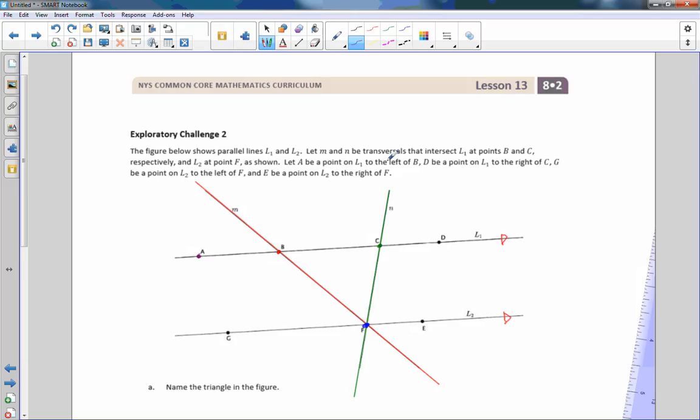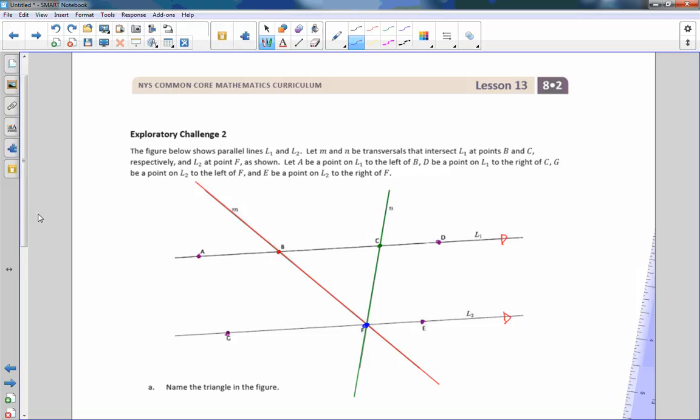So let A be a point on L1 to the left of B, over here. D be a point on L1 to the right of C, that's right here. Let G be a point on L2 to the left of F, and let E be a point to the right of F. Okay, so they're just telling us what they're doing here. They drew two transversals across two parallel lines, and we have four other points on those lines.